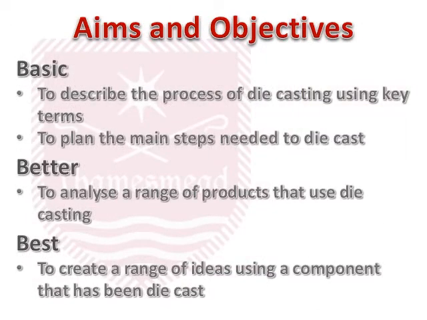Our aims today are to describe the process of die casting using key terms, and also how to plan the main steps needed to die cast. So what do you have to do to get it done? We need to analyze a range of products that use die casting, so we can understand how it works and what it might be good for. And then also we would use that skill and our knowledge of the process to create some designs and some sketches and products that might use that within parts of it.